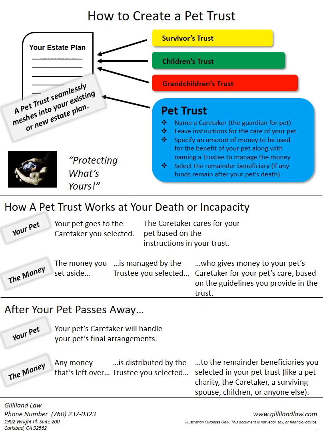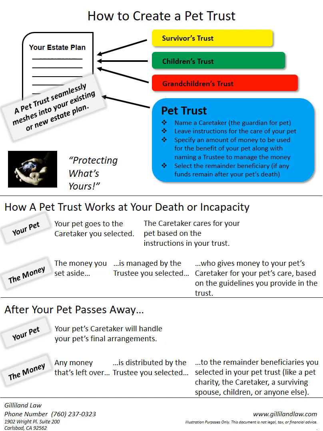So after your pet passes away, your pet's caretaker will handle your pet's final arrangements. And that money could come out of the trust. You could put in there that the income that would have gone to the pet can be used for the pet's final arrangements. Any money that's left over is distributed by the trustee you selected to whomever you want, to the remainder beneficiaries you selected in your pet trust, like a pet charity. But it doesn't have to go to your survivor, the children or grandchildren. You can do a pet charity, or the caretaker can get the money. A surviving spouse, anyone can really get it. It's just a matter of dictating what you would like to happen.